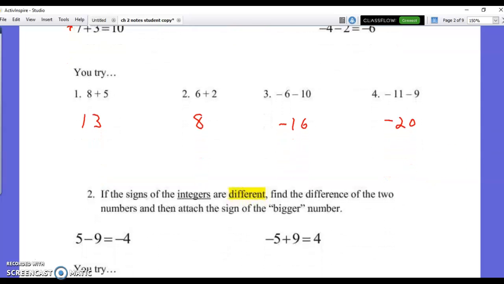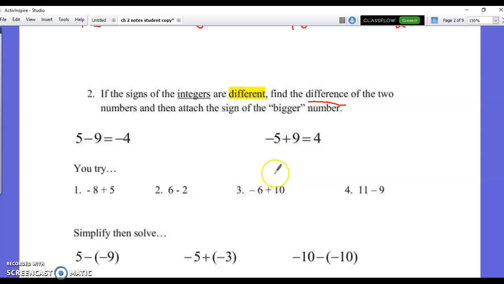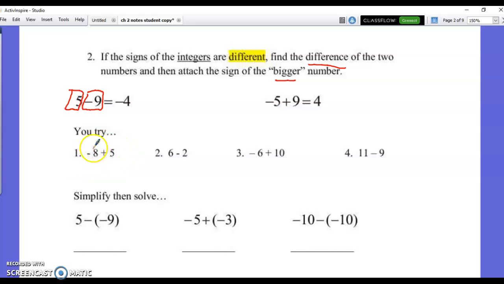All right, now, that's when the signs of the terms are both the same. Now, if they're different, we take the difference. So we basically subtract the smaller number from the bigger number, and then we attach the sign of the, quote, bigger number. What I mean by that, if you look at this one, there's a positive 5 and a negative 9. Even though the negative 9 is smaller in value, 9 is bigger than 5. That's what I mean by bigger number. So the difference between 9 and 5 is 4. The bigger number 9, the negative goes with it. Over here, again, the difference between 5 and 9 is 4, but the bigger number is now positive, so our answer is positive.